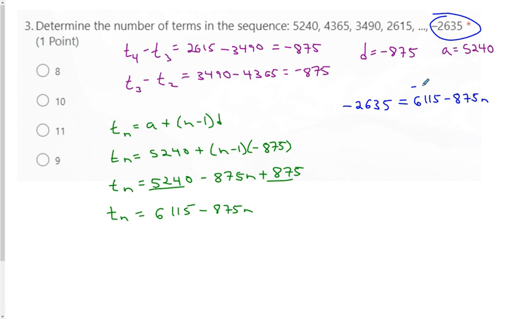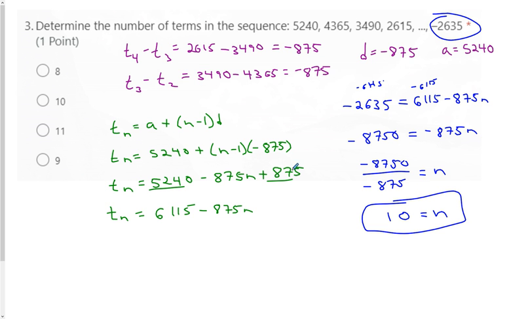First thing, let's subtract 6115 from both sides. Not my clearest writing, but you get the idea. We're going to end up with negative 8750 when we subtract those two. Now let's divide both sides by negative 875. Well, those numbers look familiar. Looks like it's going to be 10. So that's my answer right there. It's the 10th term. There's 10 terms in that sequence. Awesome. Okay, we're rolling. Moving along.